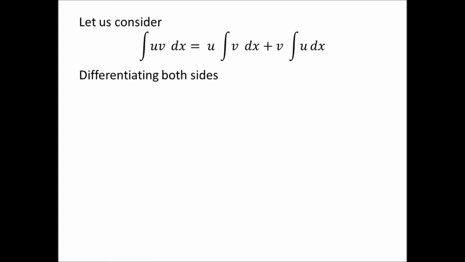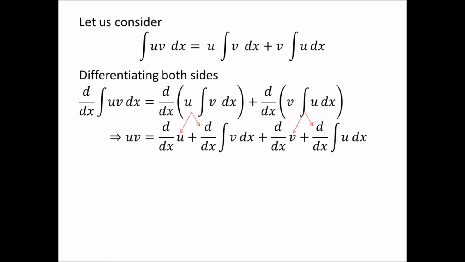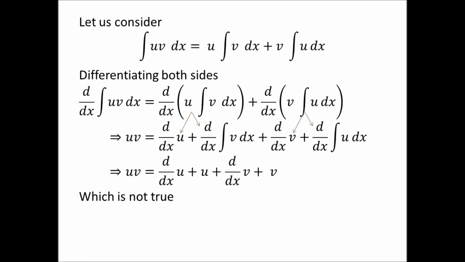Differentiating both sides with respect to x, this is what we'll get. We know that differentiation and integration are reverse processes of each other. It means on the left hand side we'll be left with only uv, and on the right hand side to both the terms I will apply the product rule, and this is what I'll obtain. Again, differentiation and integration are reverse processes, and the second term on RHS will be v, and the last term on RHS will be only u, and this is what we'll obtain. If we compare LHS and RHS, it is not true. Hence, the formula is wrong and cannot be applied in integration.